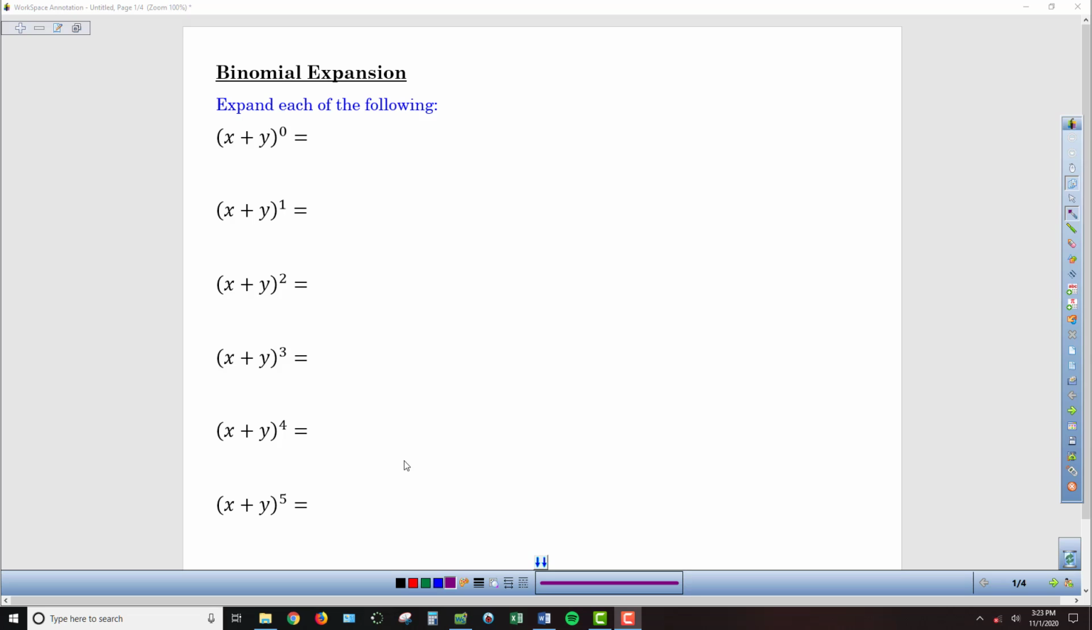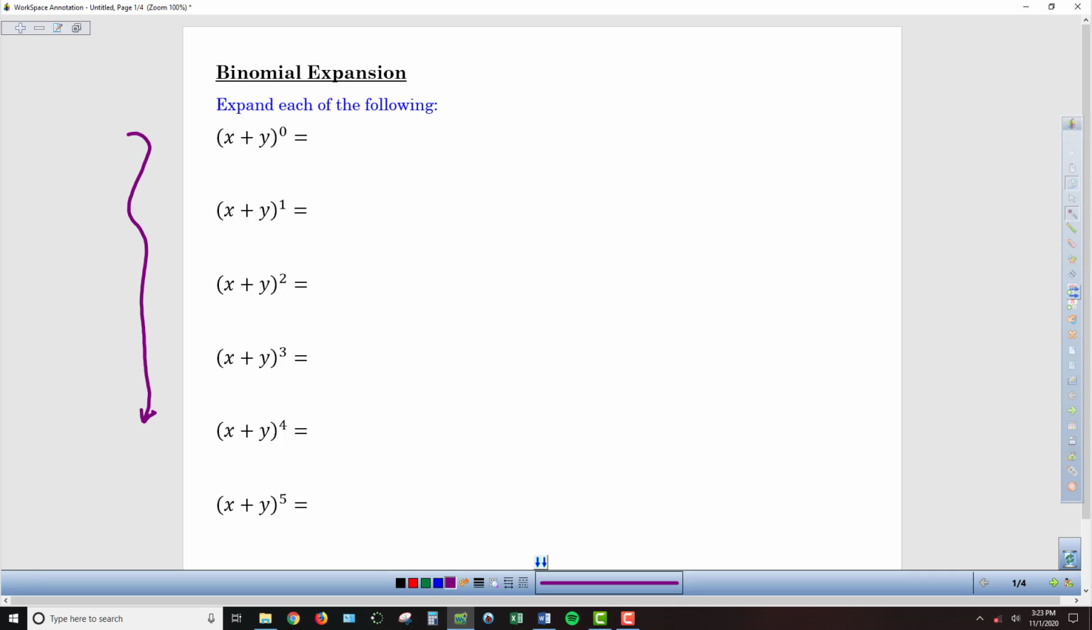So what we see in front of us are a series of problems where we are going to have to expand a binomial, meaning we've got some binomial that's being raised to an exponent. Now, for the first one, for example, x plus y to the 0 power, it's pretty easy. Anything raised to the 0 power is 1. So no matter what x and y are, whatever they would add to, raising it to the 0 power is going to be 1. Or in the case of the second example, x plus y to the first.